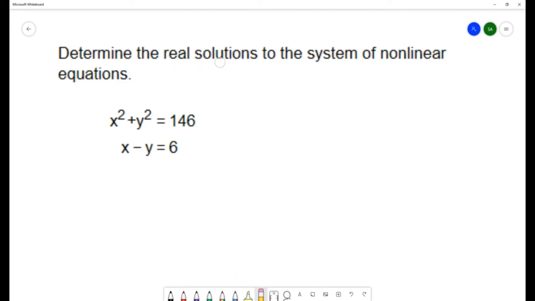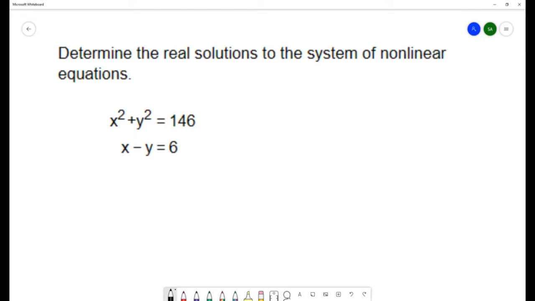Determine the real solutions to the system of nonlinear equations. This system has two equations, x squared plus y squared equals 146, and x minus y equals 6.